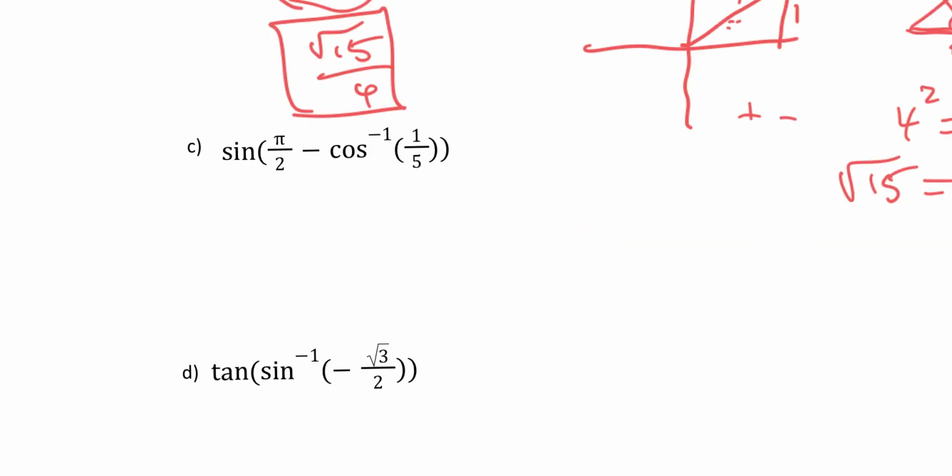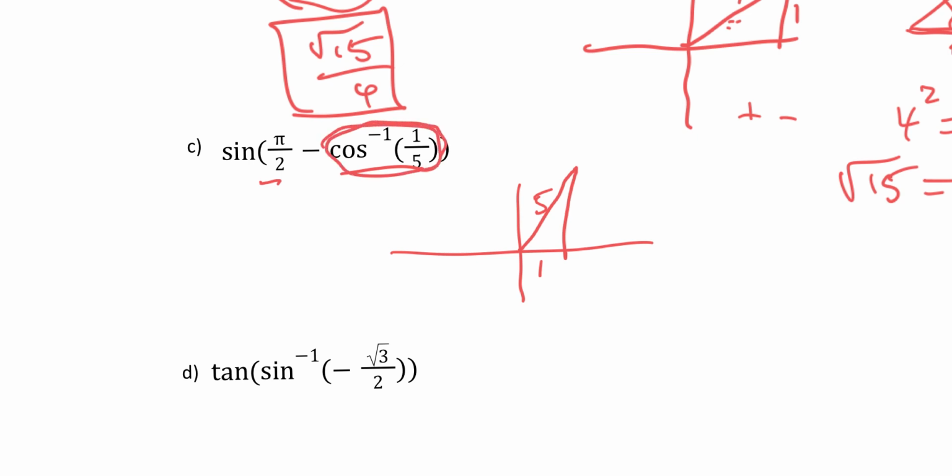All right, cosine inverse of 1/5. Very similar type problem. We're here and here, okay? So we're going to have a 1 and a 5. All right, so when we visualize this, this is between 0 and pi. I don't really care what it is. It's some value. All I know is that when I take the sine of 90 degrees minus whatever this angle is, this is an angle, I'm going to get the actual cosine of that angle.